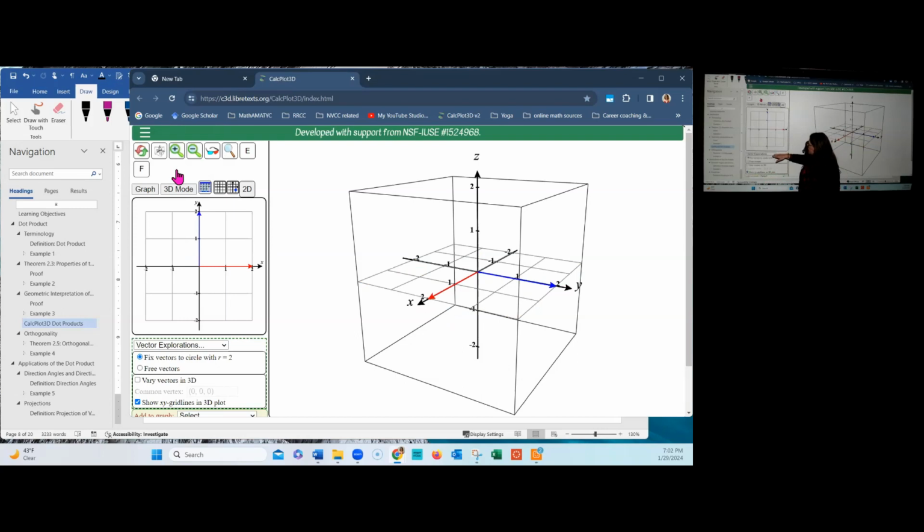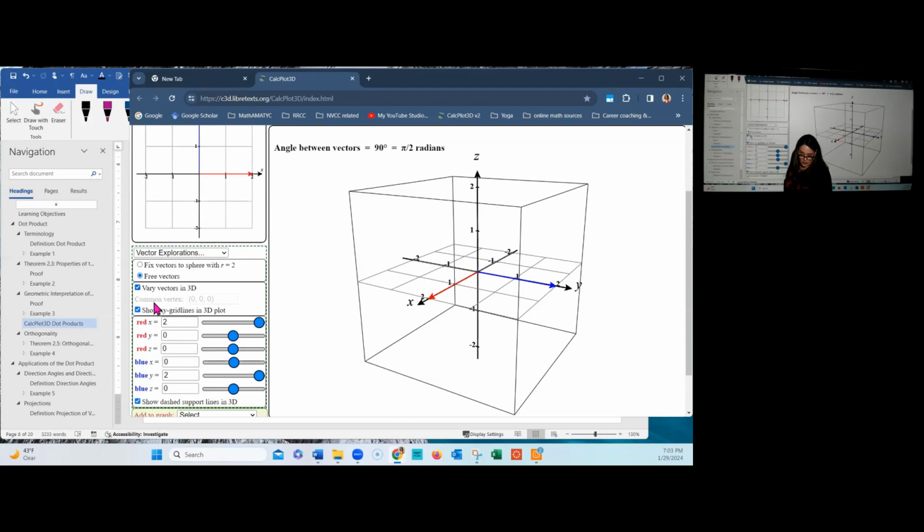Now, when you do that, you're going to see some stuff down here. This is showing the vectors in 2 dimensions. And out here, you're going to see the vectors in 3 dimensions. It's preloaded with a couple of vectors. We want to go ahead and do free vectors. We want to enter our own vectors. So we're going to come over here, and we're going to click on free vectors. And then we're going to click on Vary Vectors in 3D.